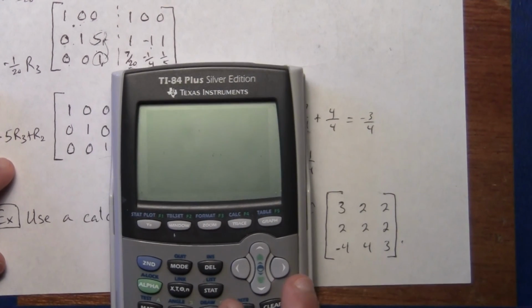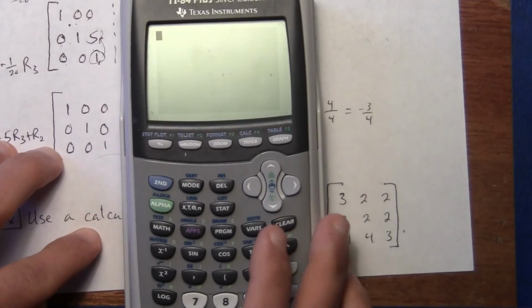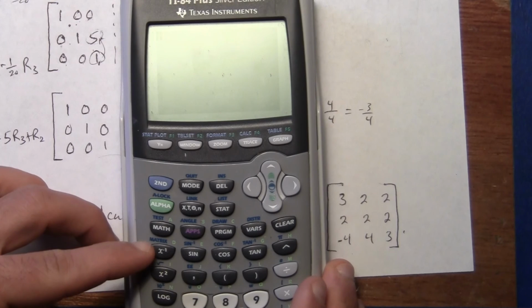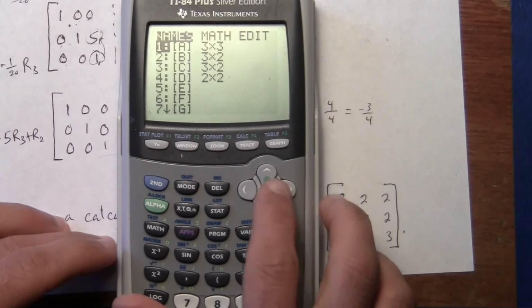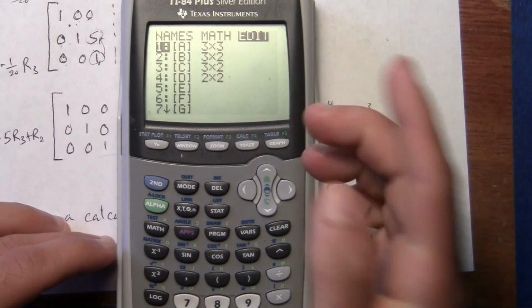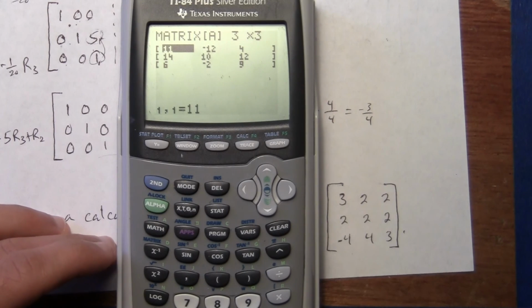All you need to do is go to your matrix category again. So if you remember, you want to hit second, and then this x to the negative 1 button right above it, it says matrix. And then you're going to go over to edit, pick one of these, it doesn't matter which one, and tell it the dimensions you want. I want it to be 3 by 3. And now I'll simply enter these in.